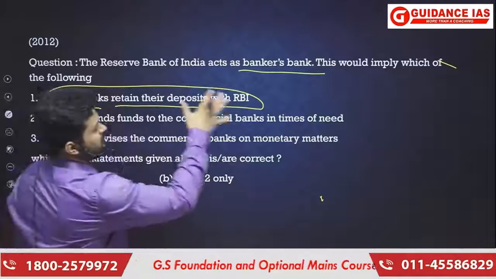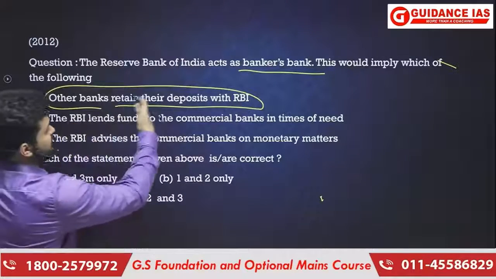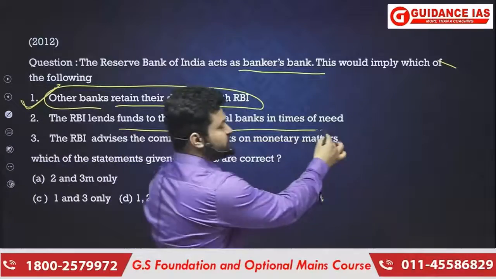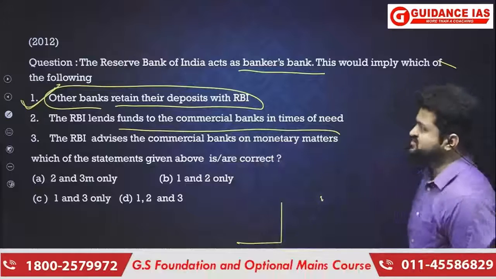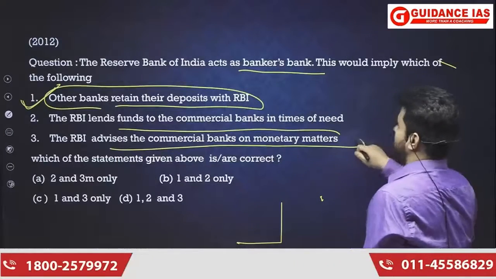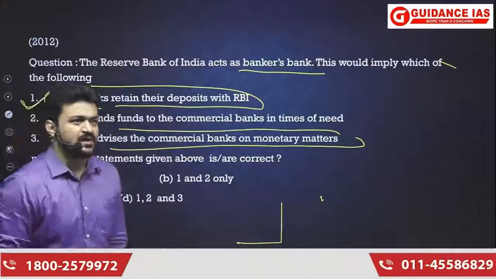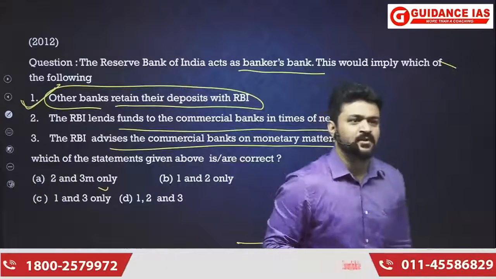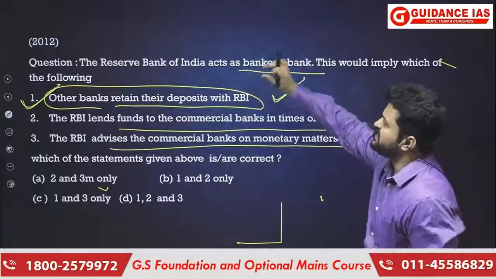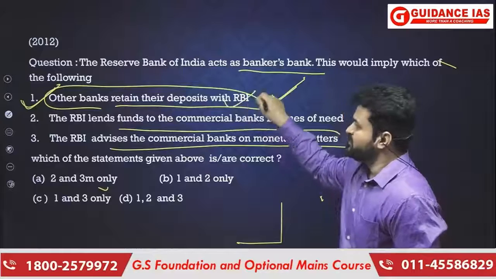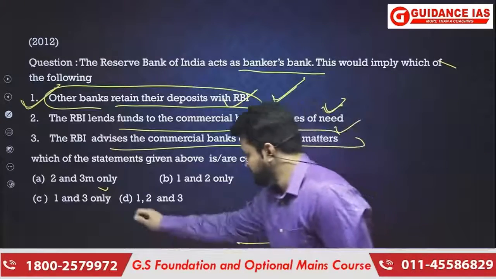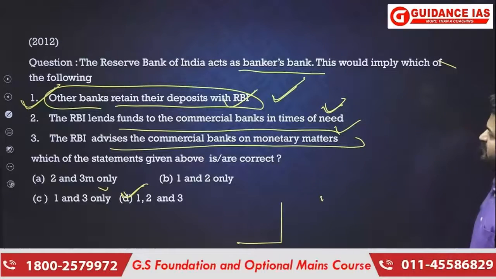Now, if it is acting as the banker's bank, bank of the banks, then definitely banks can maintain their deposits with RBI. The next alternative is that RBI lends funds to the commercial banks in times of need. We just saw that RBI is the lender of last resort. So it is the banker's bank, which means yes, it is going to fulfill that function also. Then RBI advises commercial banks on monetary matters. When RBI is the banker's bank, it is also going to advise them on financial matters. So yes, this statement is correct. If RBI is acting as the banker's bank, this would imply this also, this also, and this also. So which of the following statements are correct? All of the above statements are correct. So alternative D will be correct. Okay, I think this is easy.